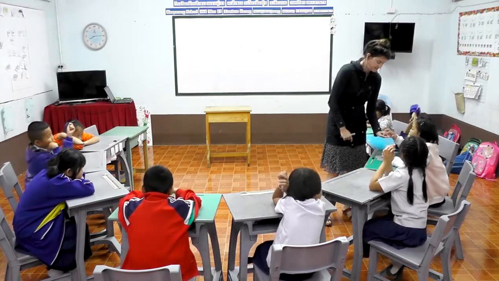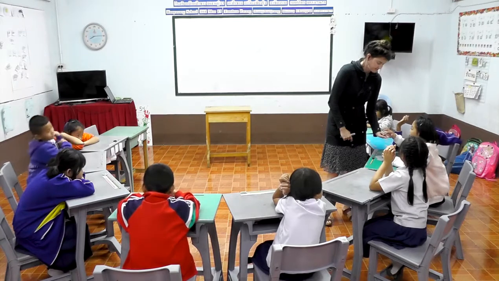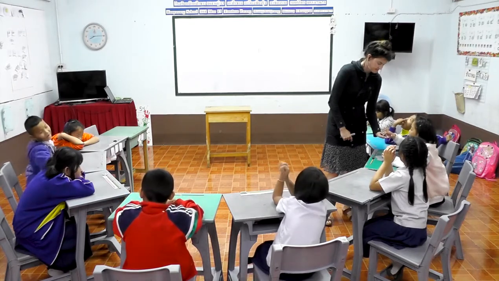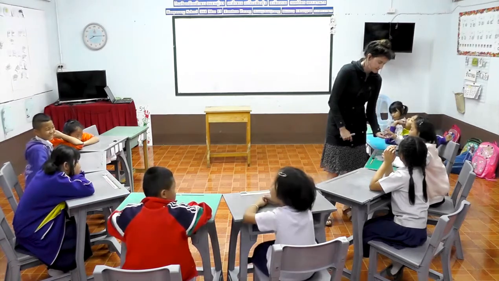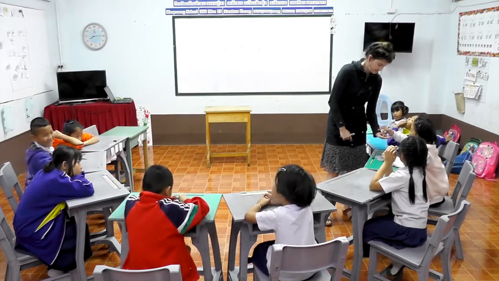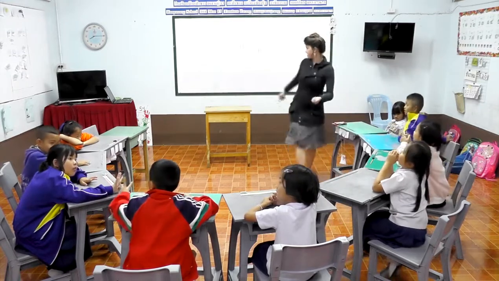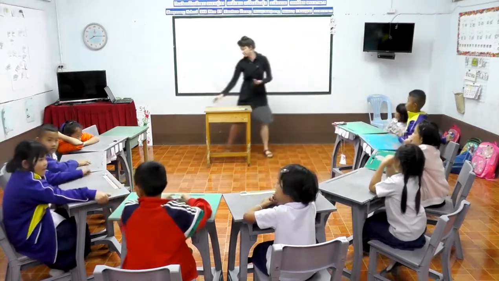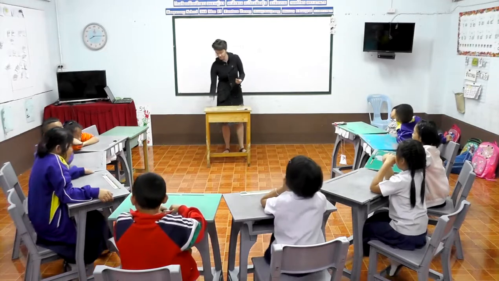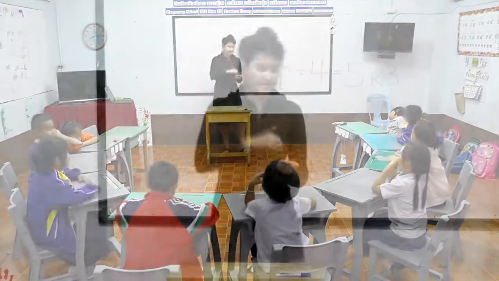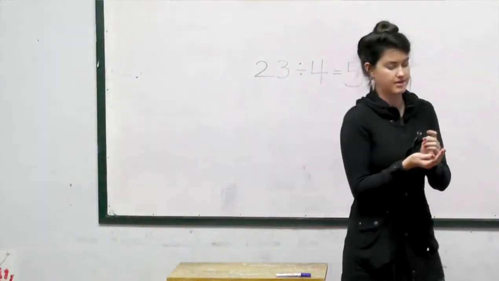5, 6, 7, 8, 9, 10, 11, 12, 13, 14, 15, 16, 19, 20, 21, 22, 23. Okay, let's add a few more. 24, 25, 26. So we'll have 26 beans, okay?